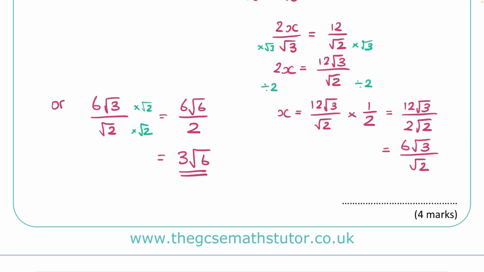So either one of these answers would be fine. I'm going to write the answer as 3 root 6 because it's just a little bit neater. But the first answer that we wrote, this 6 root 3 over root 2, would be absolutely fine as well.